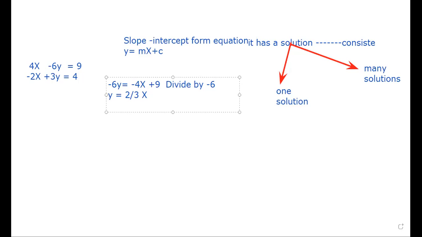Negative 4 divided by negative 6: negative divided by negative becomes positive, so it will be 2/3 x. Then 9 divided by negative 6 will be negative 3 over 2. This is the first equation.